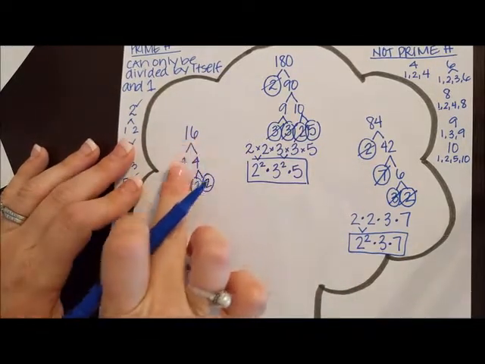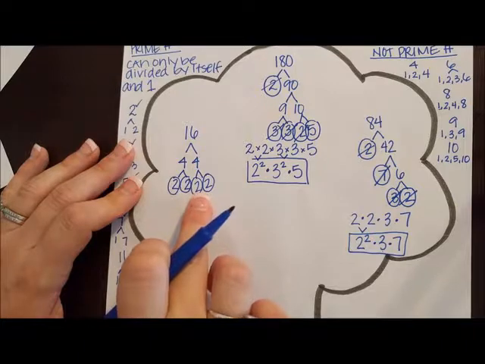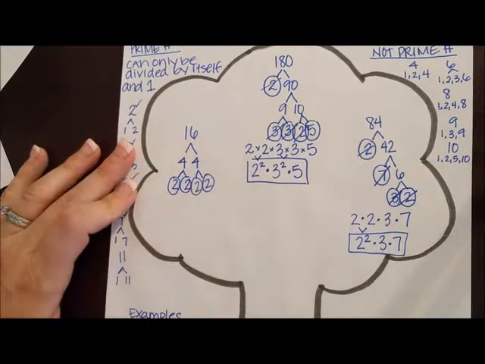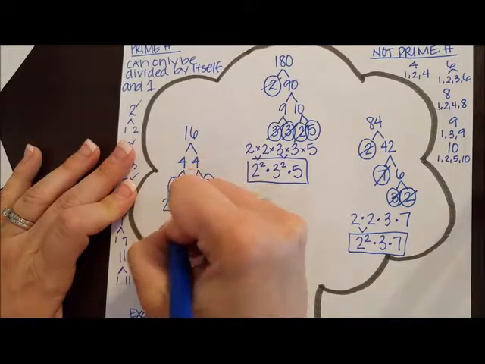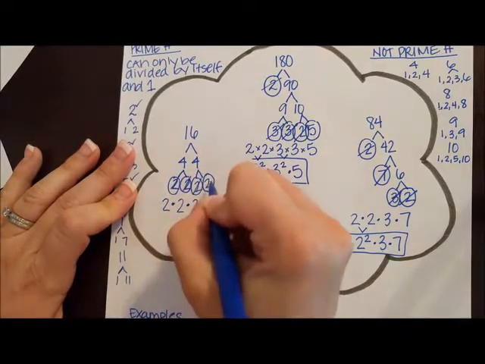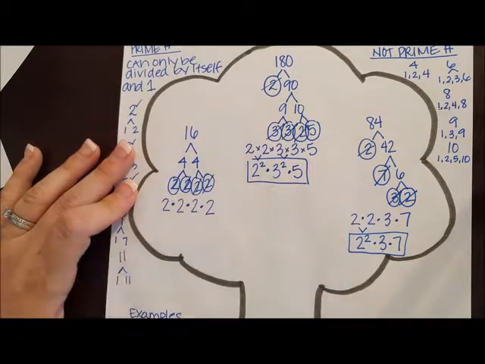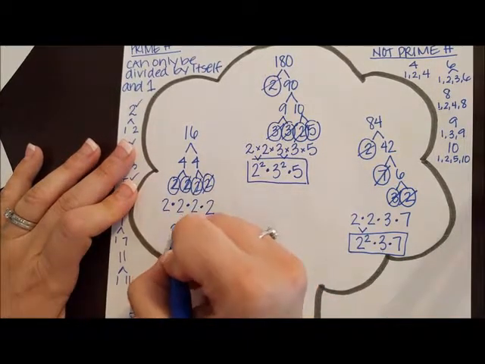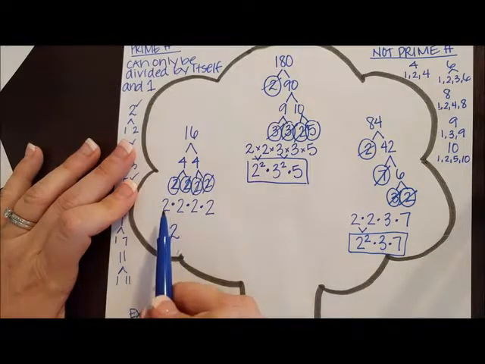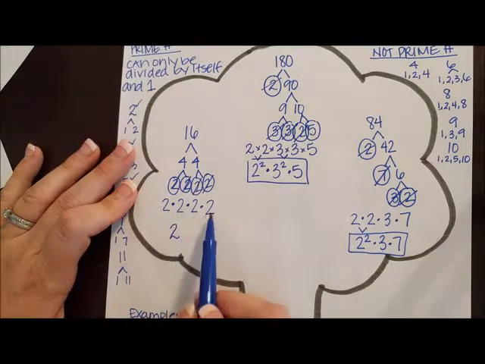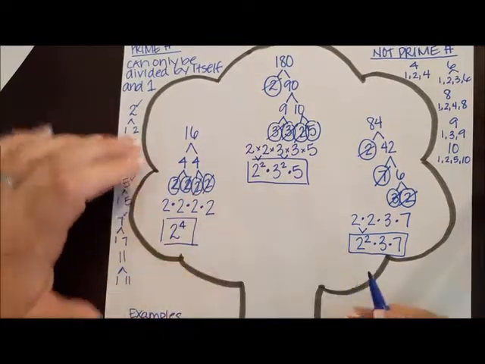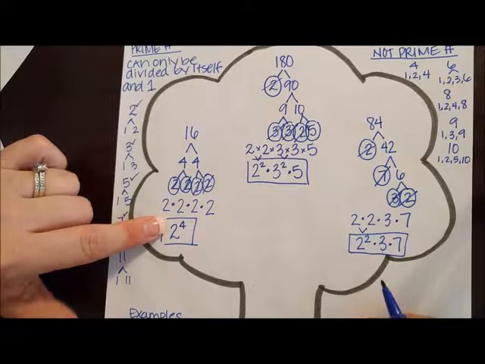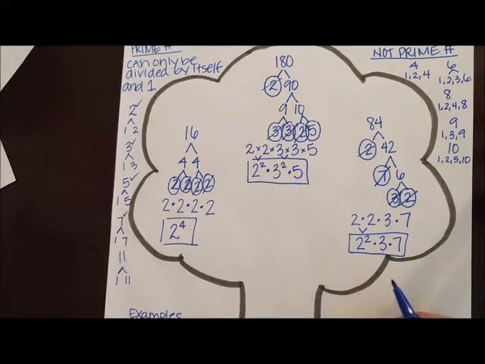Now that I've broken 16 down into all prime numbers, I'm going to write my standard notation. So 2 times 2 times 2 times 2. Now let's write that in exponential notation. So my base is going to be 2, and how many times am I multiplying it? 1, 2, 3, 4. So my exponent is 4. So the prime factorization of 16 is 2 to the 4th power, or 2 to the power of 4, however you want to say it.